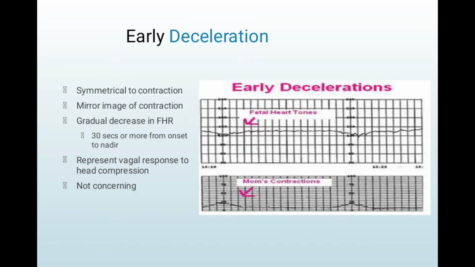Early decelerations are symmetrical to the contraction, a mirror image of the contraction, with a gradual decrease in fetal heart rate, lasting 30 seconds or more from onset to nadir. It represents the vagal response to head compression and is not a sign of concern.